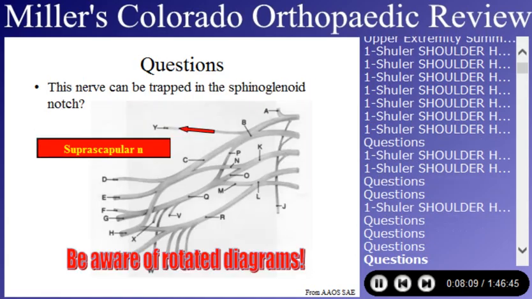What nerve can be trapped in a spinoglenoid notch? Remember how I told you one of the things they like to do is flip your diagram? That's why I included this. They just flip the diagram. Preclavicular nerve branch, which one? Suprascapular nerve. Be aware of rotated diagrams.